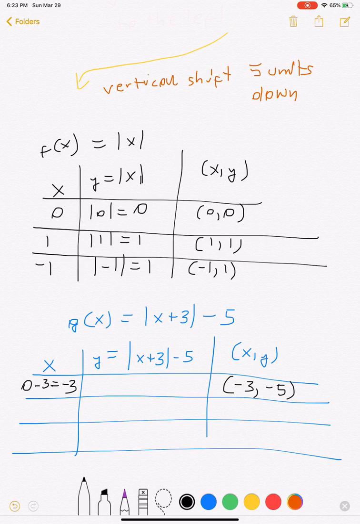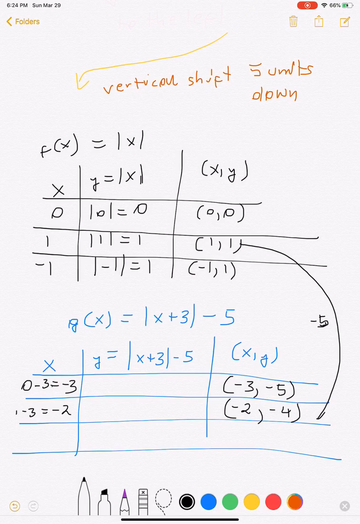Next, the second point, which is 1 comma 1. Let's talk about the x's. We have a horizontal shift 3 units to the left. So when x is equal 1, from 1 subtract 3, we end up with -2. So we have a point -2. And the y value, originally you had 1. We're pushing the graph 5 units down. So from 1 subtract 5, and you will end up with -4.